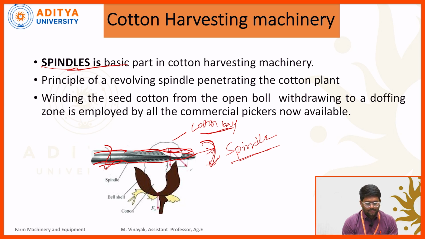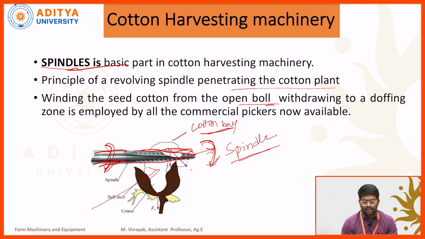Next one is the principle of the revolving spindle penetrating the cotton plant. This one is a rotational component of the spindle. It will pick up the cotton plant, as well as pick the cotton ball from the plant, winding the seed cotton from the open ball. Here the white colored portion consists of cotton. It can wind throughout the periphery of the spindle. After winding the cotton from the open ball, it is withdrawn to the doffing zone. All the commercial pickers are available, so whichever drum type cotton harvesting machinery you take, the same function is involved.